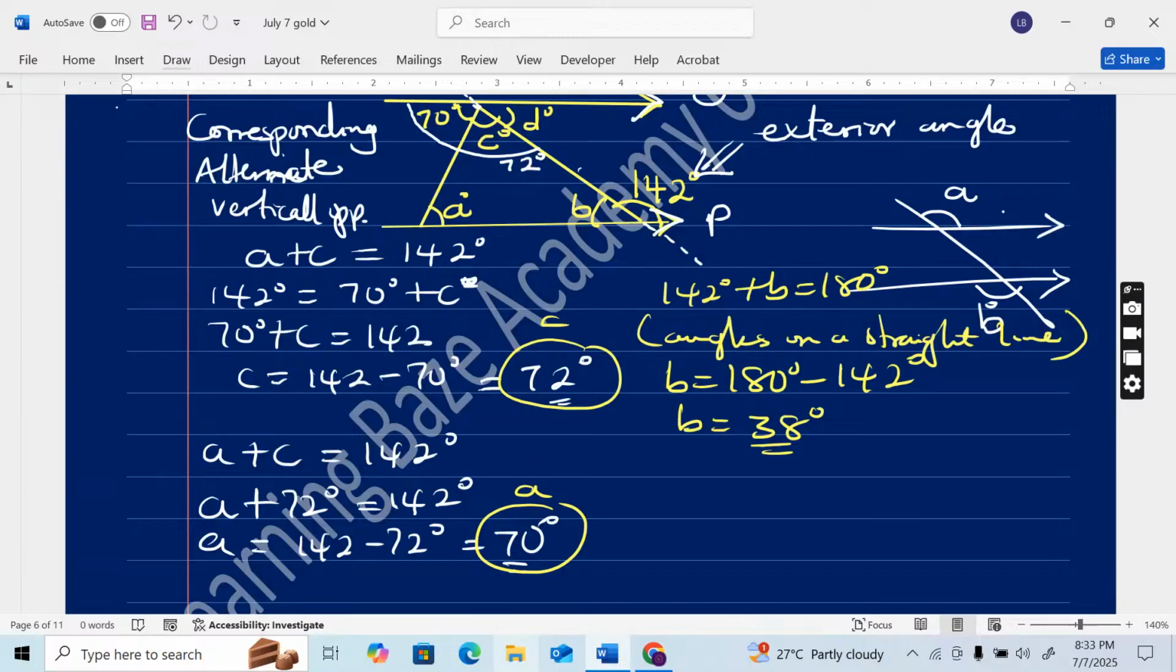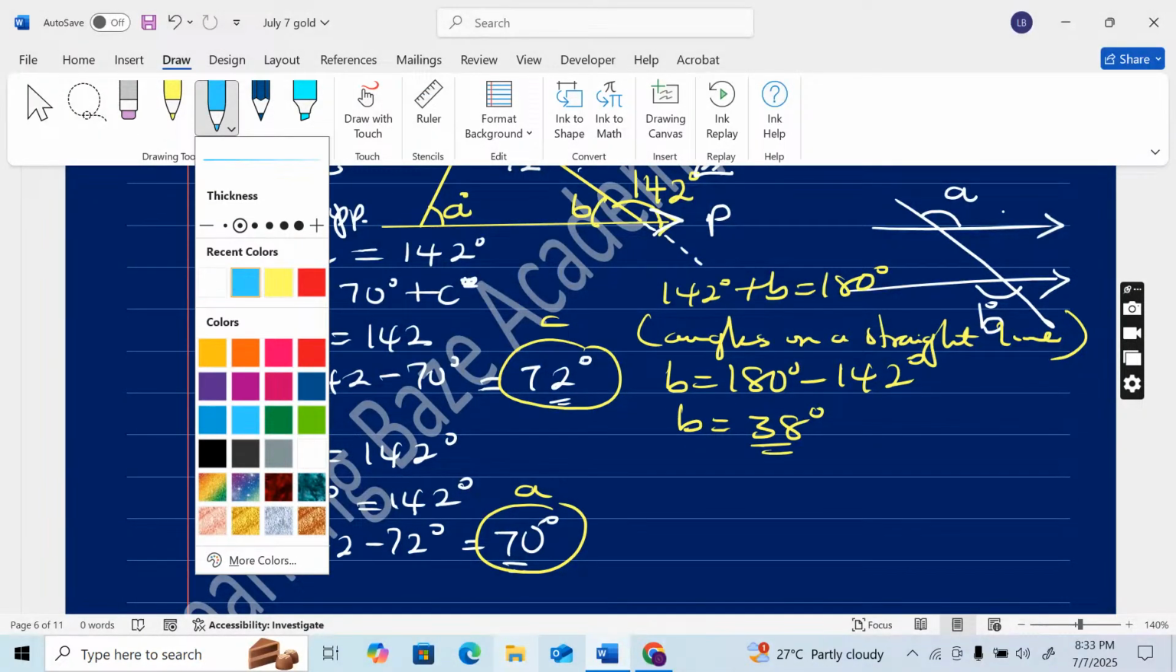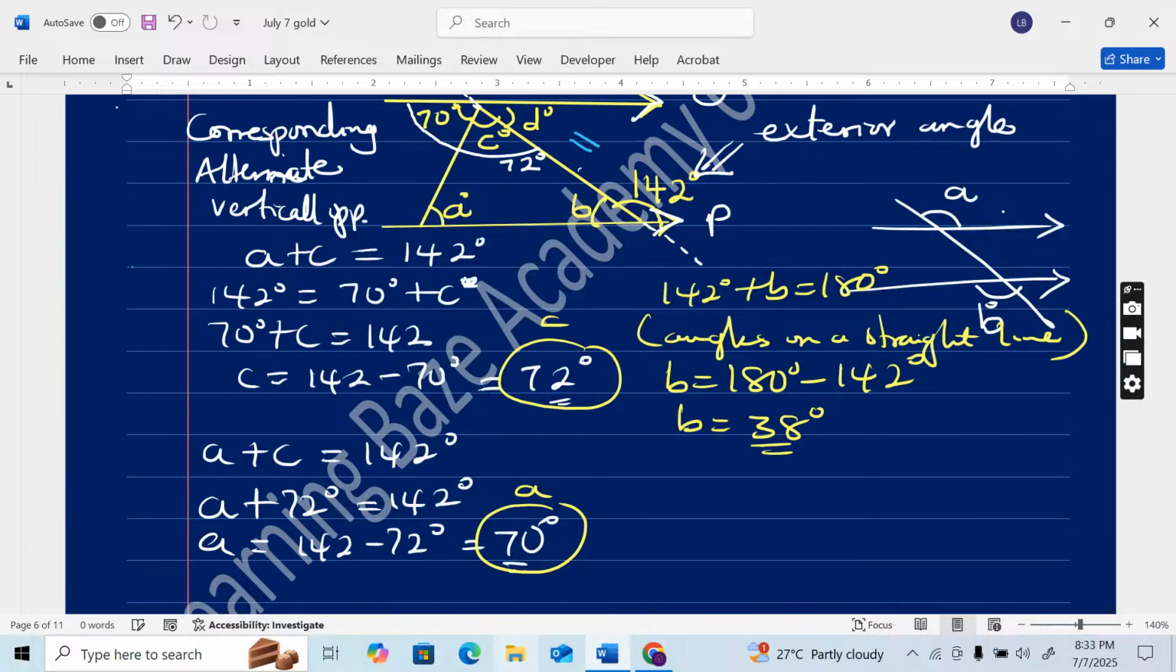Now, if you look at it very well, you would see that angle D right here is alternate to angle B, all right? Angle D is on the right side under the parallel line, while angle B is on the left side on top of the parallel line.